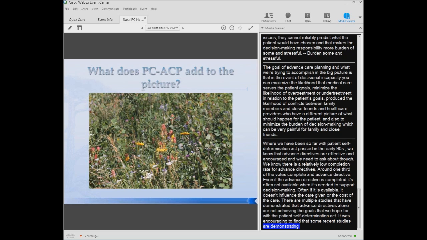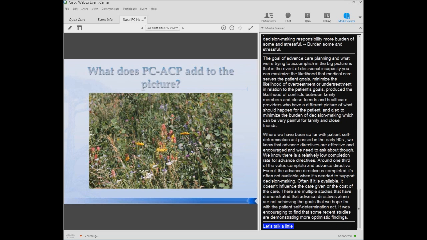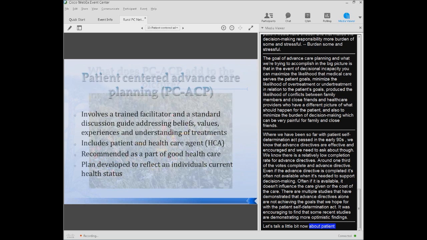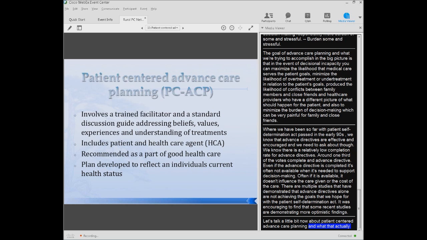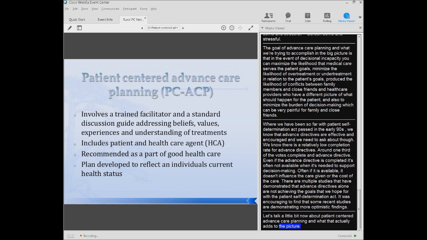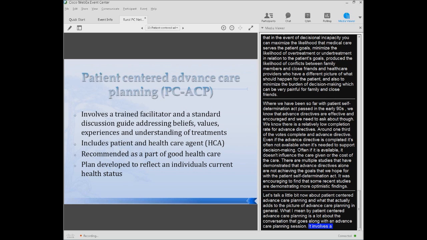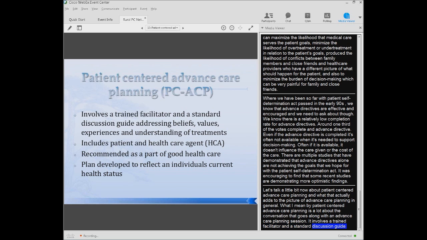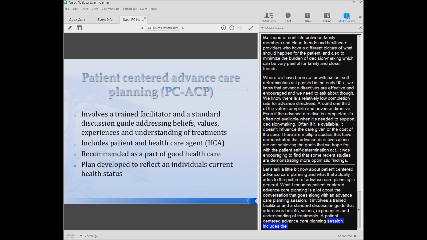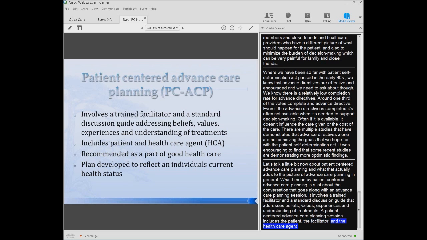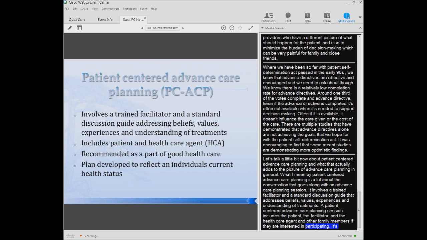So I'd like to talk a little bit now about patient-centered advanced care planning and what that actually adds to the picture of advanced care planning in general. And what I mean by patient-centered advanced care planning is really a lot about the conversation that goes along with an advanced care planning session. It involves a trained facilitator and a standard discussion guide that addresses beliefs, values, experiences, and understanding of treatment. A patient-centered advanced care planning session includes the patient, the facilitator, and the healthcare agent and other family members if they're interested in participating. It is recommended as a part of good health care just in general, and the plan that's developed is intended to reflect an individual's current health status.